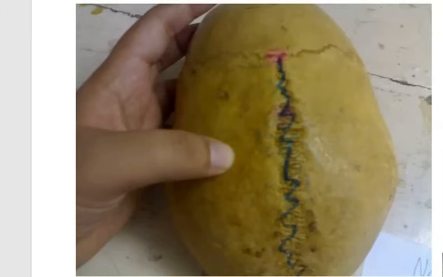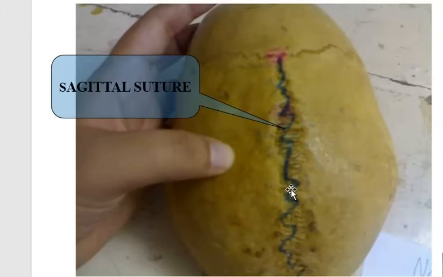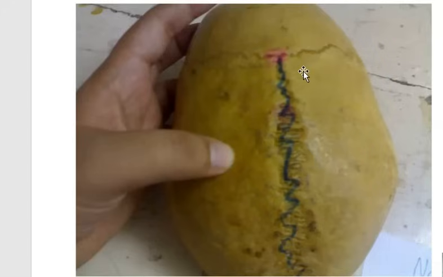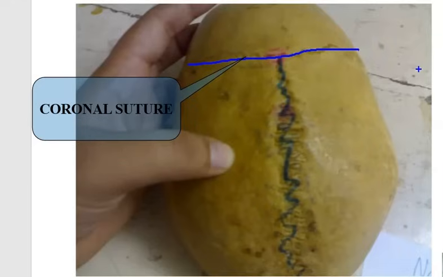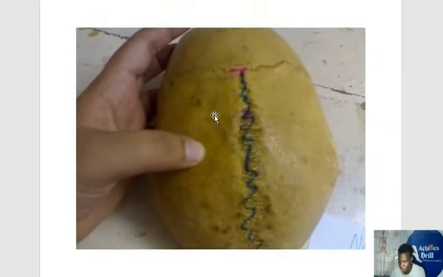Now these regions are quite direct. The one in blue is basically the sagittal suture. I want you to take a look at this line right here, the line dividing the frontal part of the skull from the parietal part. That is the coronal suture. I have a better picture for that.